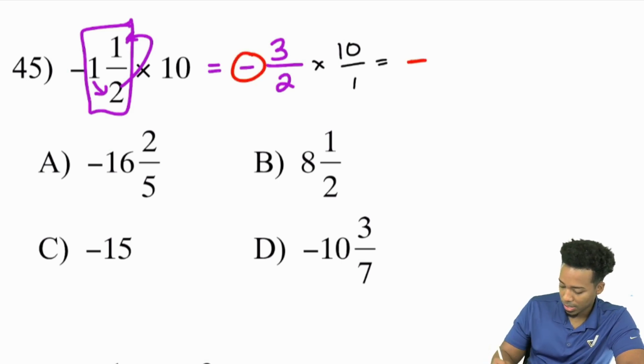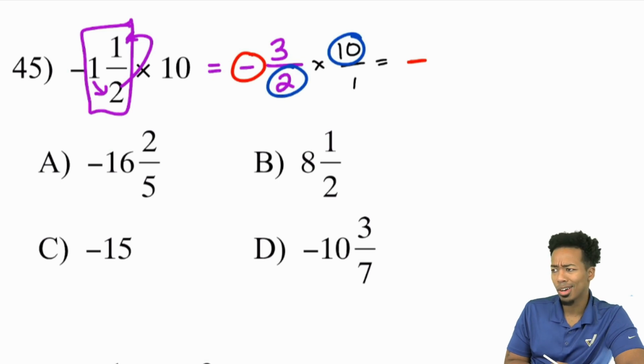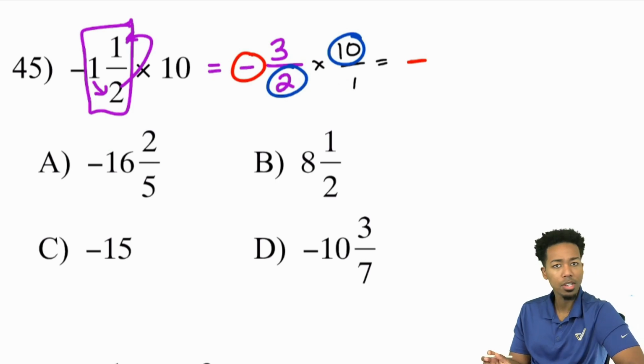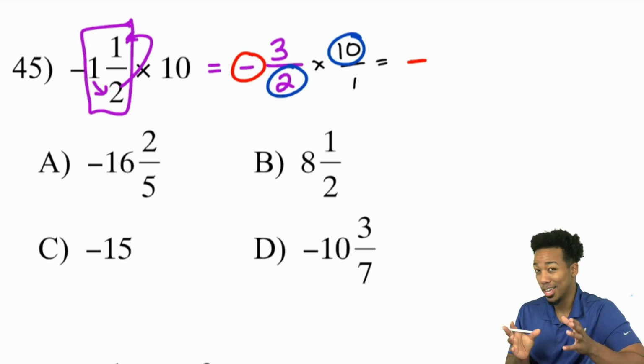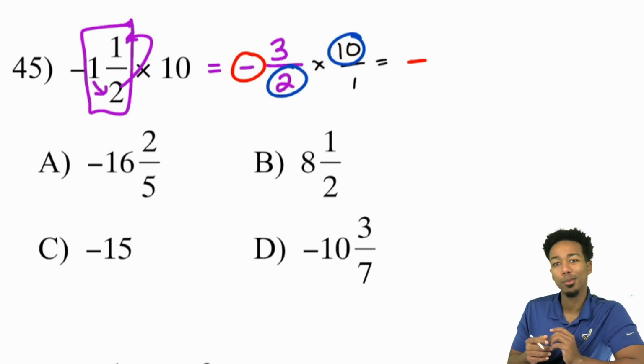Then what I did notice is that 10 and 2, those are both divisible by 2. So with that said, let me go ahead and give myself an easier time. Because again, if I multiply straight up, that's 30 over 2, which will be 15, and that's cool. But what if you didn't know that? So that's why I'm saying, hey, simplify first to deal with smaller numbers.